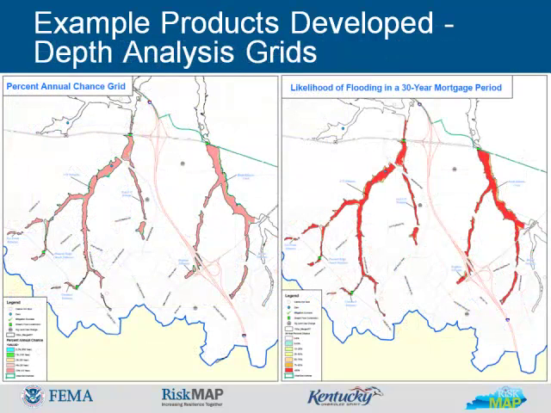The depth analysis grids on this slide represent the percent annual chance grid and the likelihood of flooding during a 30-year mortgage. The percent annual chance grid projects the risk of flooding in any given year. The likelihood of flooding during a 30-year mortgage period illustrates the risk of flooding during a 30-year mortgage.